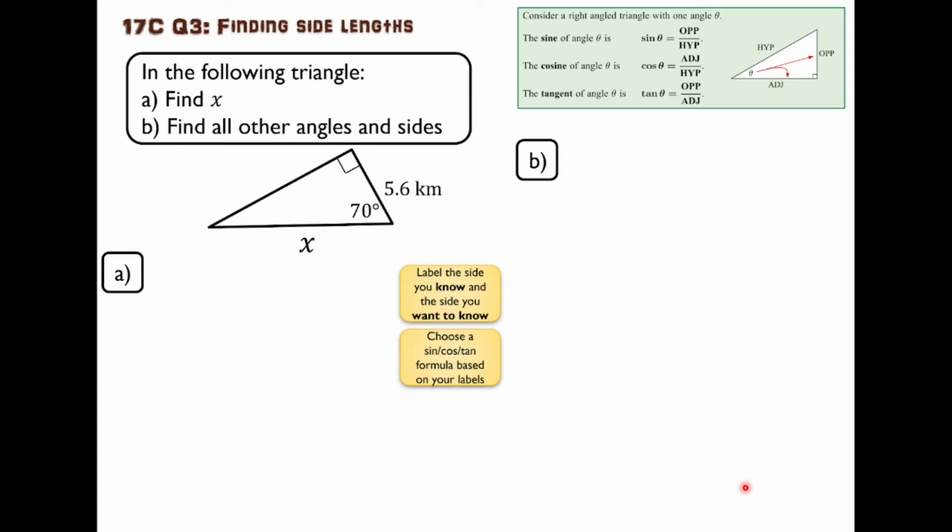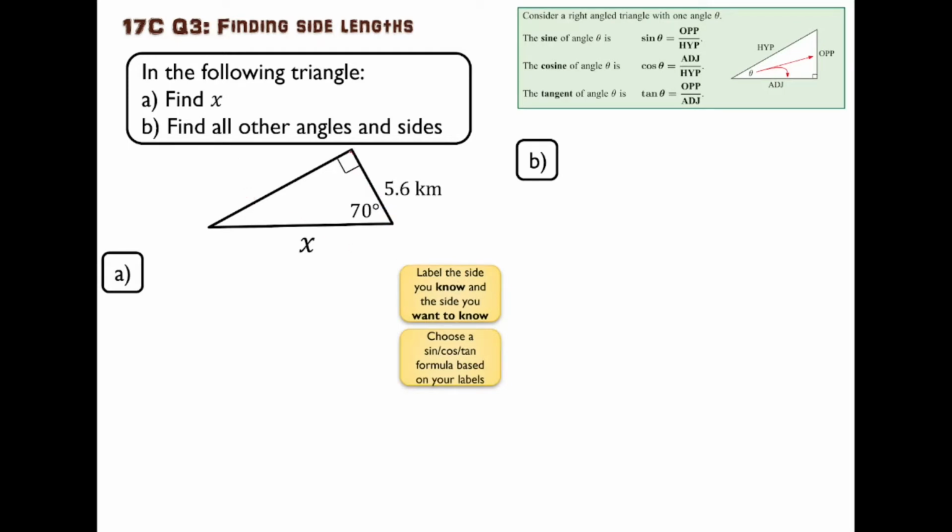This one is a little bit trickier because there are two parts to it. It's very similar though, right? The first part says to find x, which we have, and the second part is to find all of the angles and all of the sides. So let's start by finding x.